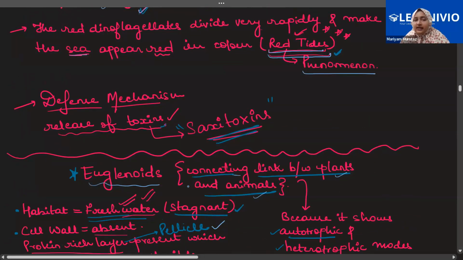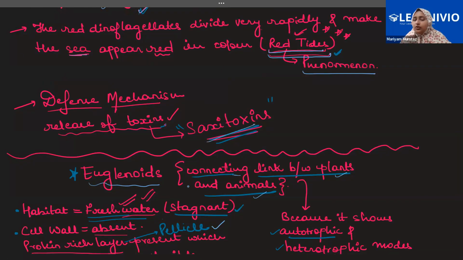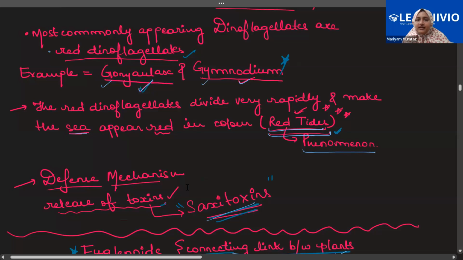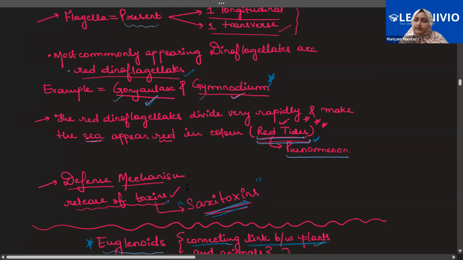Now, for defense mechanism, they release certain toxins that are known as saxitoxins. These toxins can destroy the predator. Clear? So this was about dinoflagellates. Any doubts?